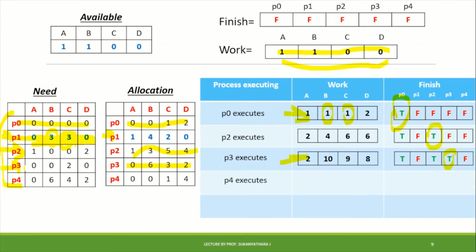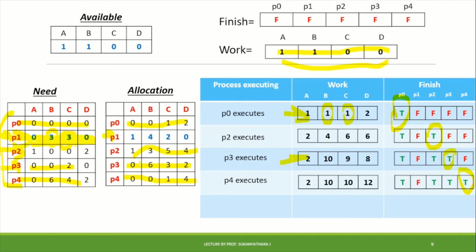Then go to the need matrix again. Check whether P4 can execute. So P4 requires 0642. Do we have that much resources free now? Yes, we have. So we will execute P4 and P4 leaves by releasing all the resources it was holding. So these were the resources P4 was holding. Now we will make work equal to work plus allocation of P4. And we will write finish of P4 is true. P4 has finished execution.